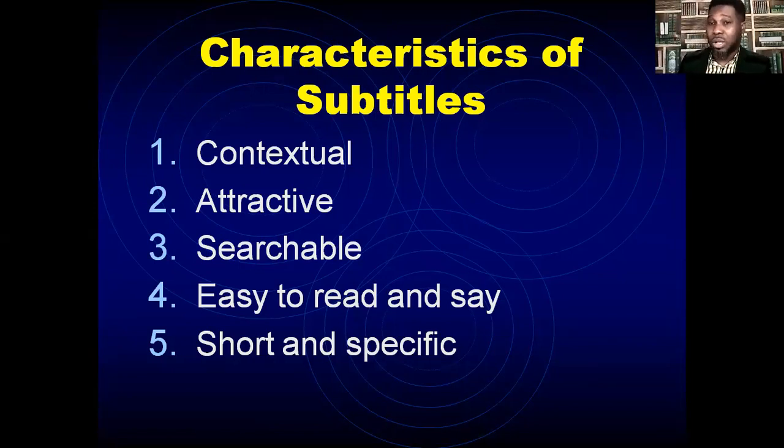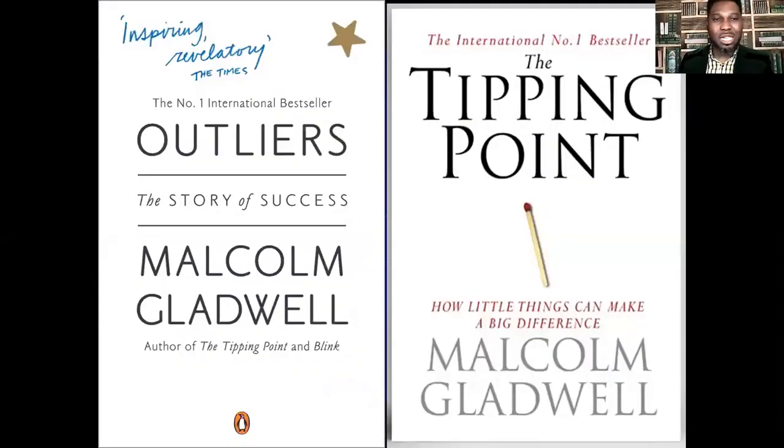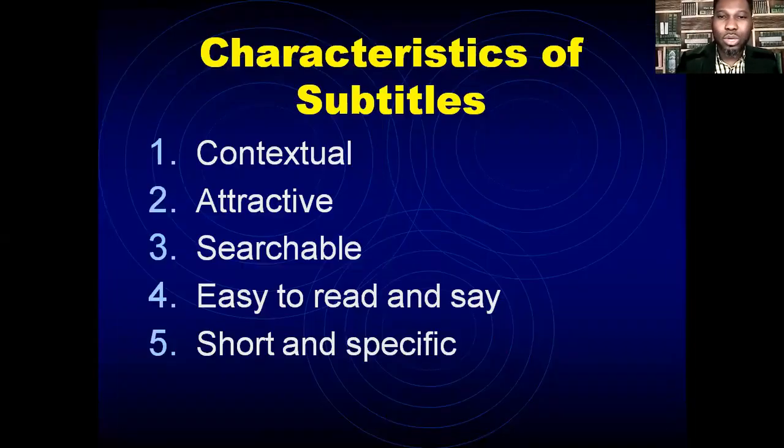So I told you before that I gave an example of a subtitle that is long, right? Now, if the subtitle is long, don't worry about trying to remember it, okay? But it is best to have short subtitles that are straight to the point. They are specific, okay? They tell you exactly what the book is about. So try as much as possible to have subtitles that are short, like the one we saw from Outliers. The story of success. Very short subtitle. And then this one says how little things can make a big difference. Not too short, but straight to the point. It is specific. It gives you exactly what the book is about.